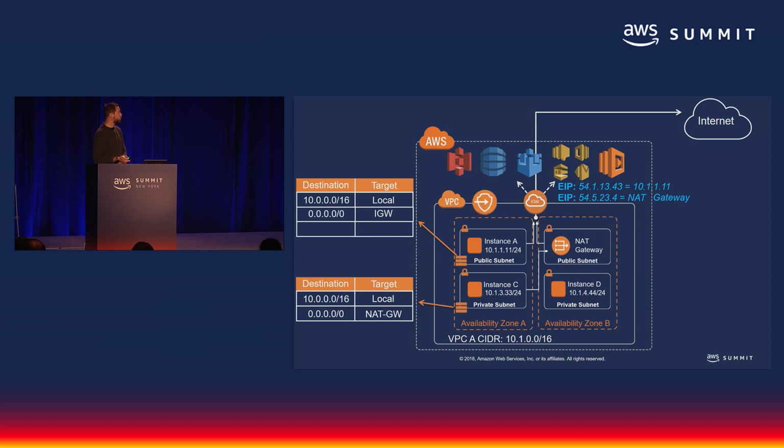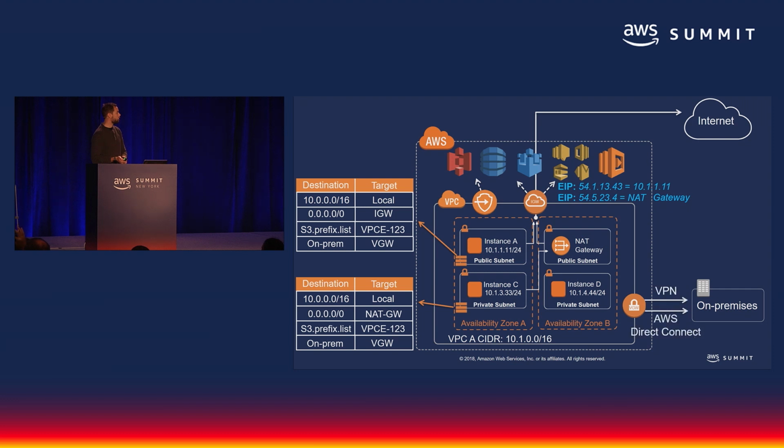And if we add a bunch of other services here, just so you get the full picture, we've got some prefix lists via a VPC endpoint. We've got some on-prem routes via your Direct Connect or VPN. So we've really built out this route table to show where you can send traffic. But again, going via the IGW does need those public addresses.